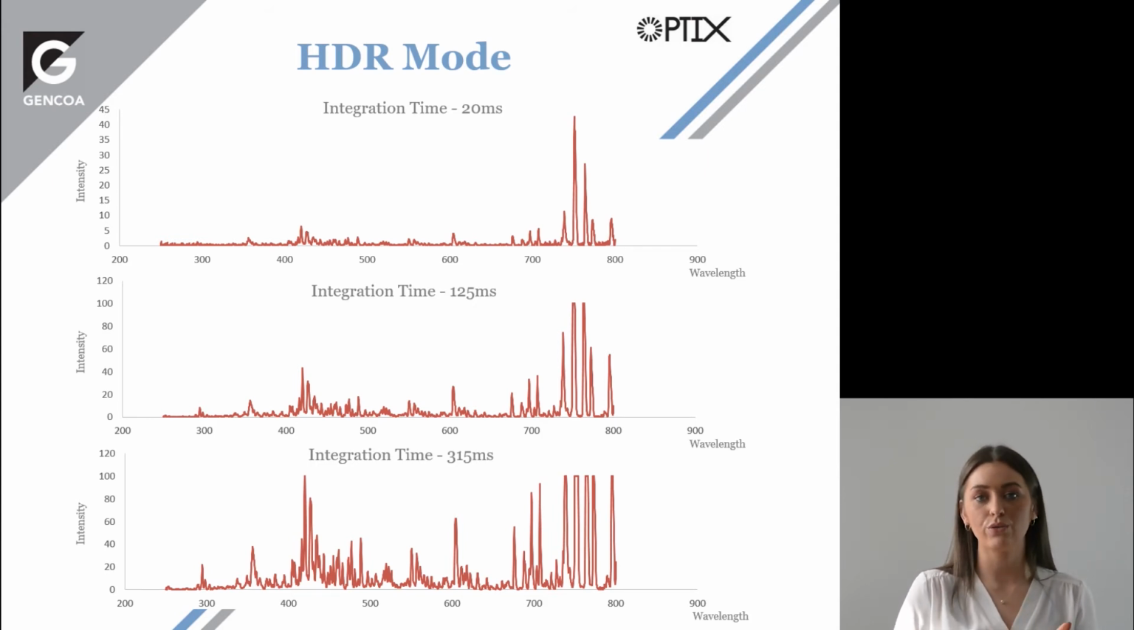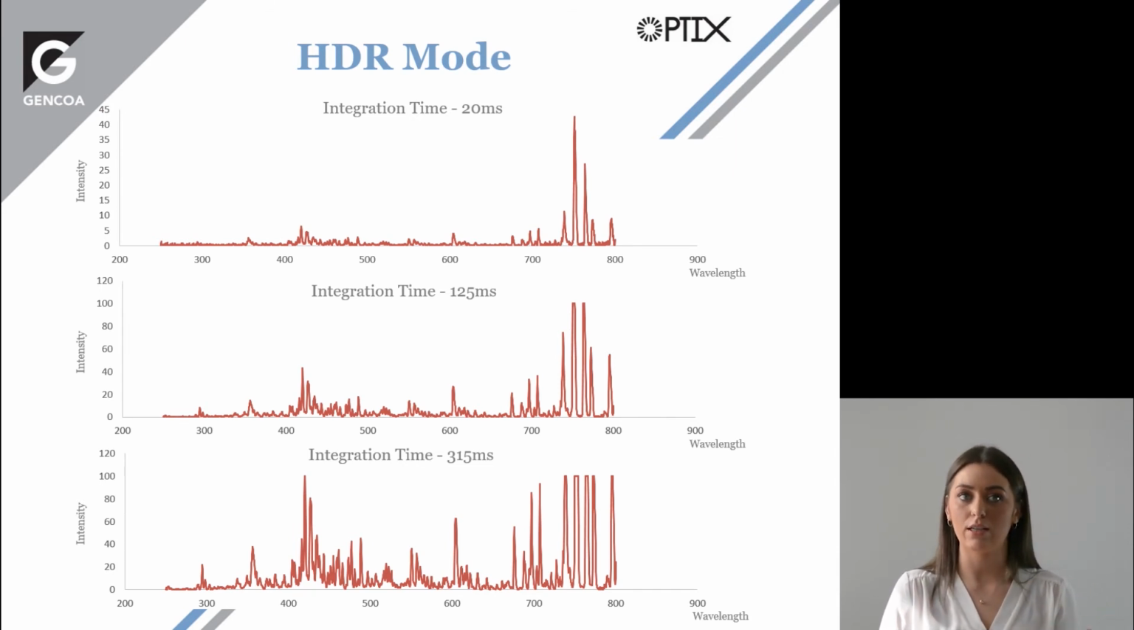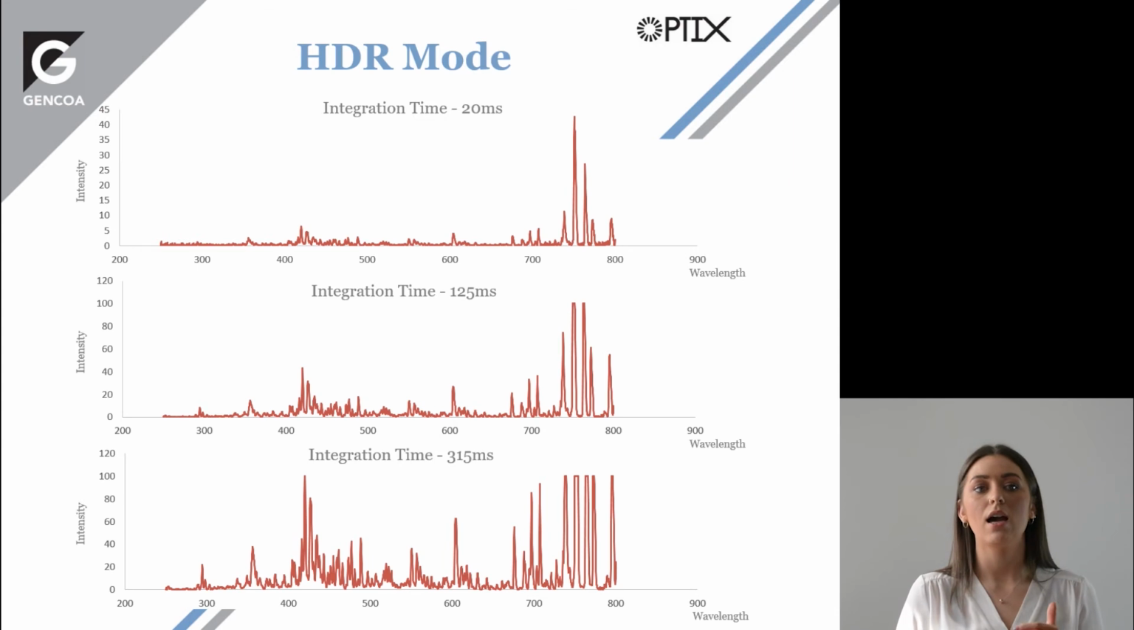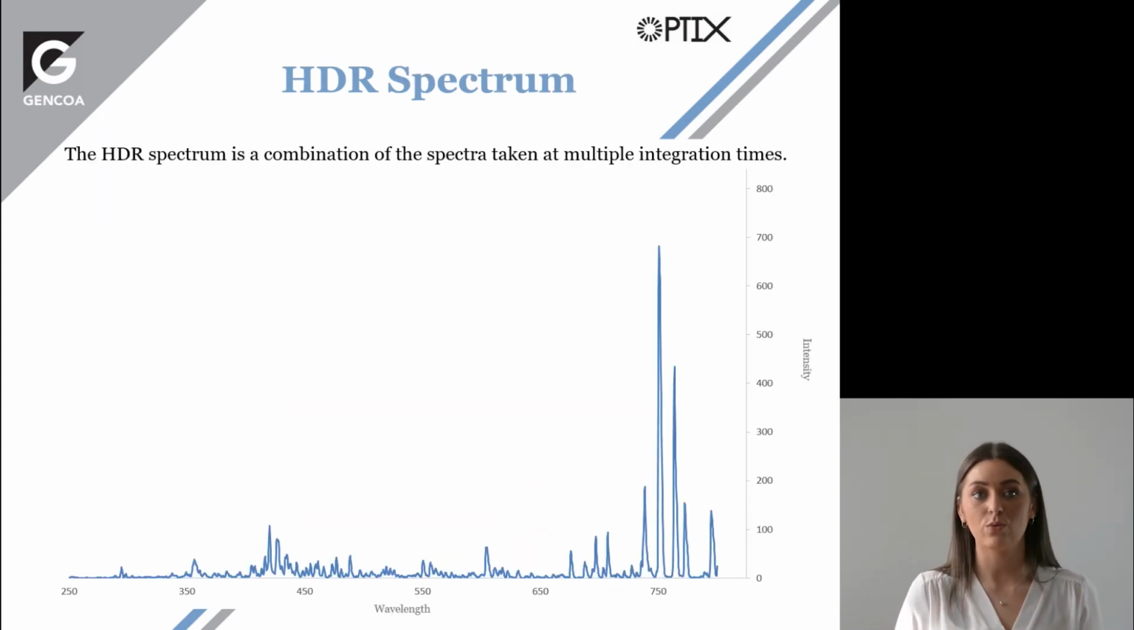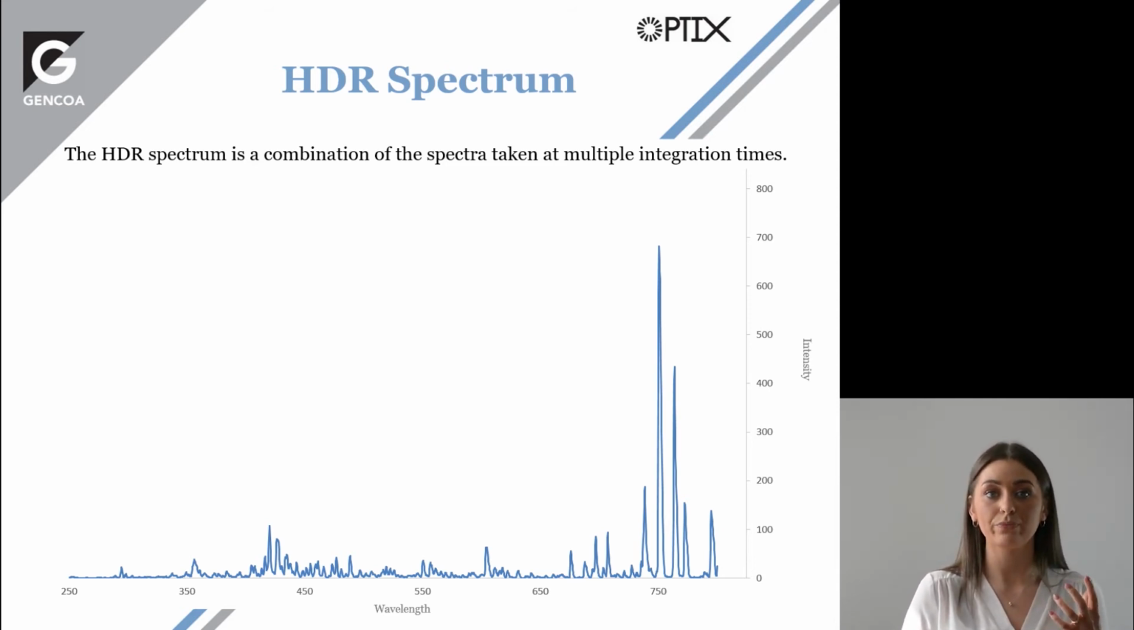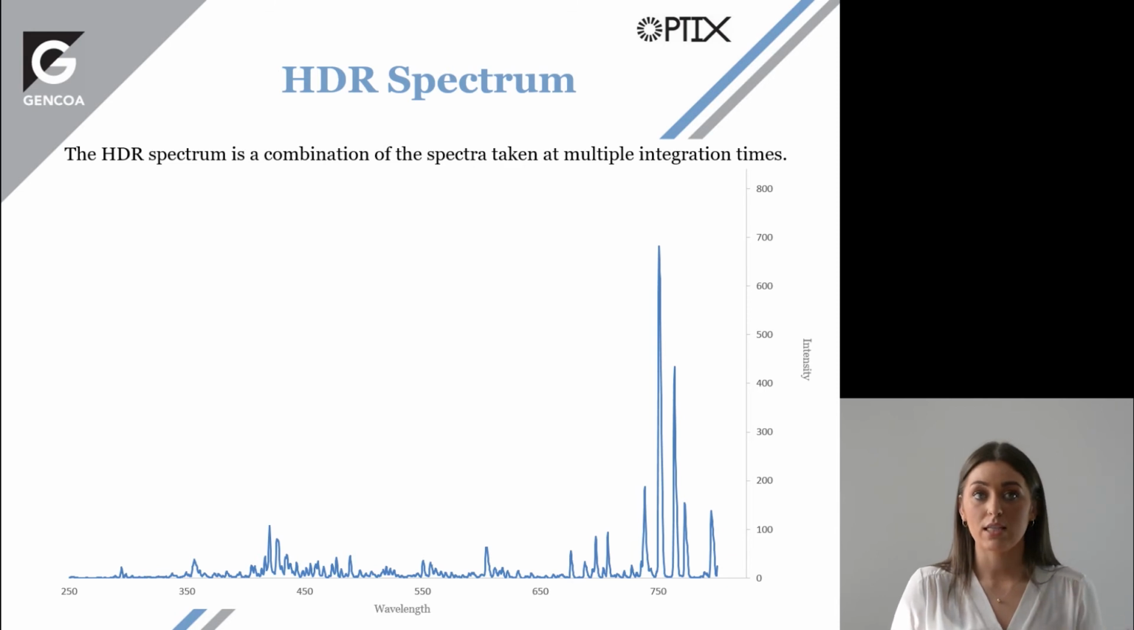To overcome this, we do the same as the photography. We take multiple different integration times, and we combine them to create our HDR spectrum, which is this. So this is what we're left with. It is a full spectrum, no saturated peaks. The intensity has been increased, and we have just combined the spectra taken at the multiple integration times to provide us with this final HDR spectrum.